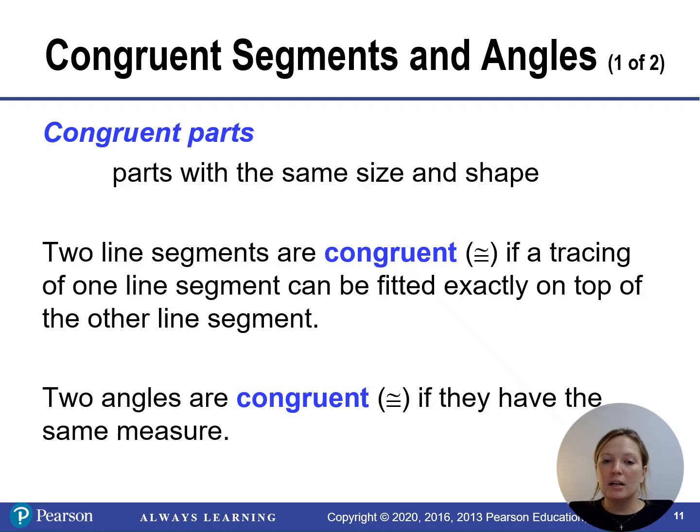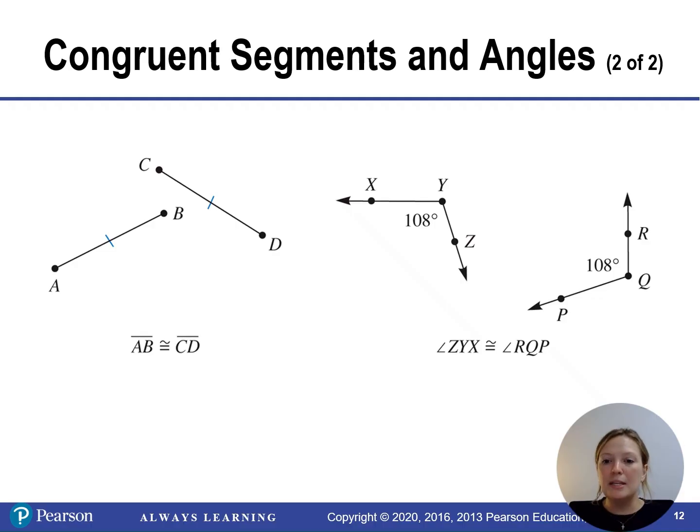When we are comparing polygons, we can talk about whether or not they're congruent. Now, this comes down to having congruent parts. Congruent parts are defined to be parts with the same size and shape. So two line segments are congruent if a tracing of one line segment can be fitted exactly on top of the other, and two angles are congruent if they have the same measure. So in this picture, we can see that segment AB is congruent to segment CD, and then angle ZYX is congruent to angle RQP because they both measure 108 degrees.